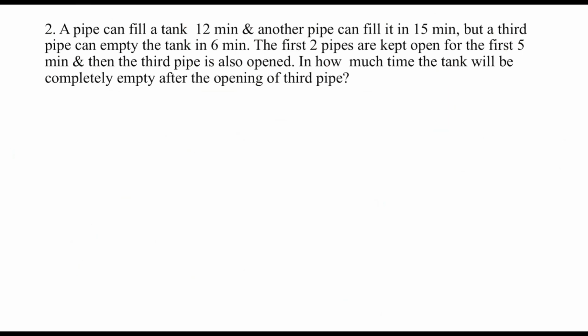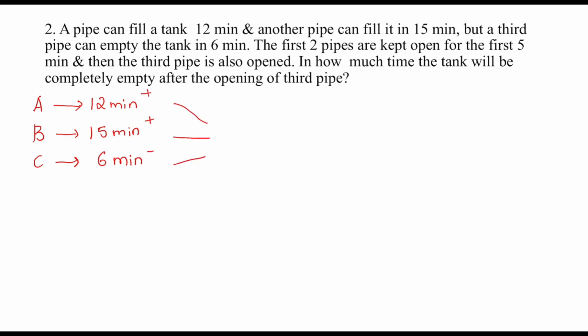Okay. So what they are saying, there is one pipe, let me name it A. The pipe A will fill a tank in 12 minutes. Then the second pipe I will name B. So another pipe will fill the same tank in 15 minutes. But there is a third pipe C which will empty the tank in 6 minutes. Okay. So these both will fill, this will empty. Now the first step is what? Always take the LCM. That will give us the total capacity of the tank.